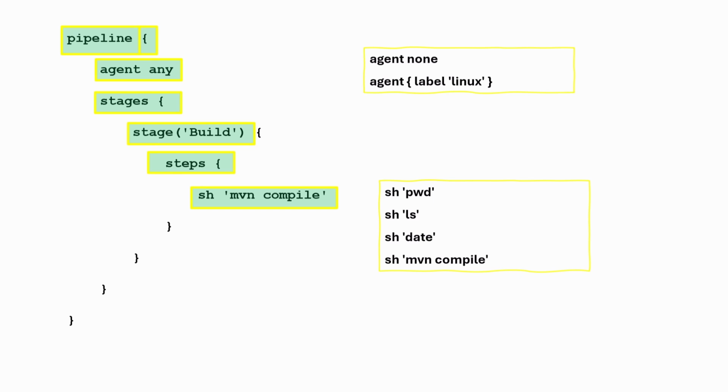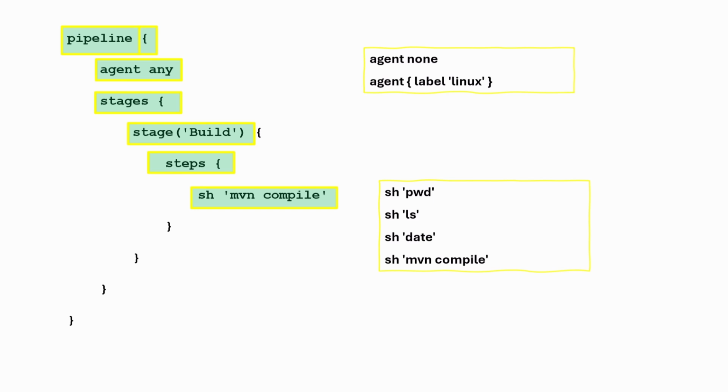Line number 1 starts the pipeline definition. Line number 2 tells Jenkins to run on any available agent. Line number 3 begins the section that contains all the stages. Line number 4 creates a stage named build. Line number 5 starts the steps block containing executable actions. Line number 6 executes the shell command mvn. The pipeline contains stages, stages contain stage, stage contains steps, and steps contain the commands. This hierarchical structure is what makes Jenkinsfiles readable and very easy to extend.